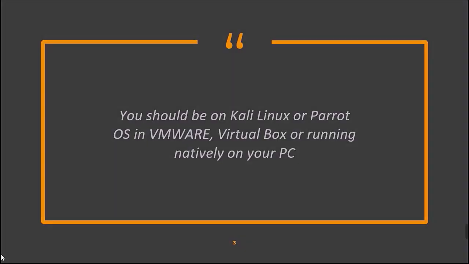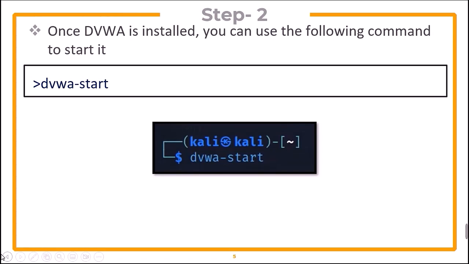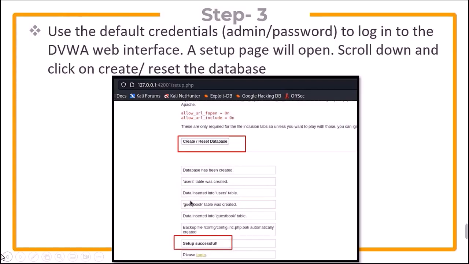You should be on Kali Linux or Parrot OS in VMware or VirtualBox, or running natively on your PC. In step 1, we can simply install DVWA in an automated manner with Kali repositories. Just use the command sudo apt install dvwa, and Kali will automatically install it. Once installed, you can use the command dvwa-start. Now use the default credentials, which are admin and password, to log into the web interface.